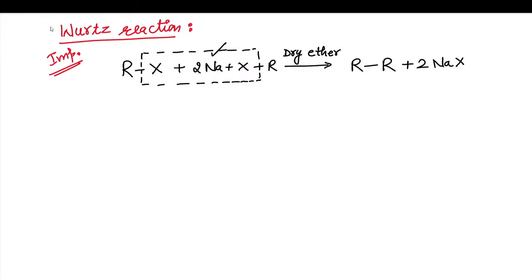Alkyl halide is treated with metallic sodium in the presence of dry diethyl ether, or simply you can write dry ether, so a symmetrical alkane is formed. Symmetrical alkane means alkane with even number of carbon atoms. Symmetrical alkane is formed, that is the alkane with even number of carbon atoms. This is called Wurtz reaction.